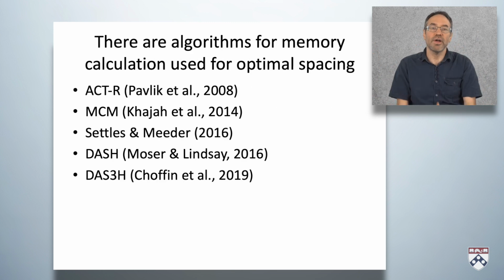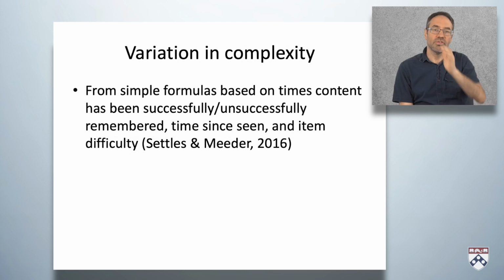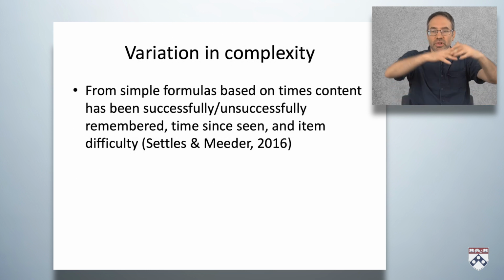So there are several algorithms for memory calculation that are used for optimal spacing. And some of them include ACT-R, MCM, Settles and Meeder's algorithm, DASH, and the completely unpronounceable DAS3H. People usually pronounce it as "dash 3H," which really makes no sense but is the least unpronounceable. There's a lot of variation and complexity in these formulas. It really runs the gamut.